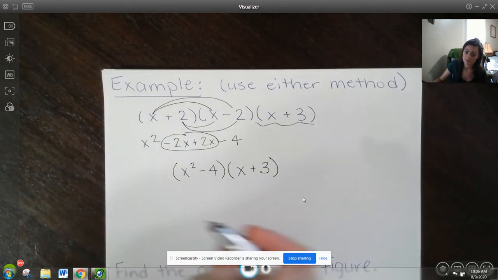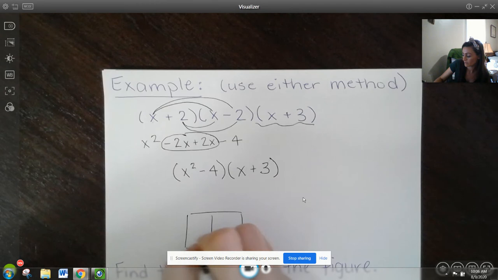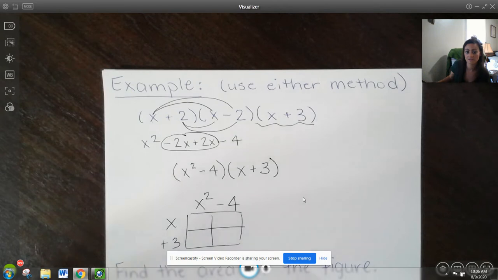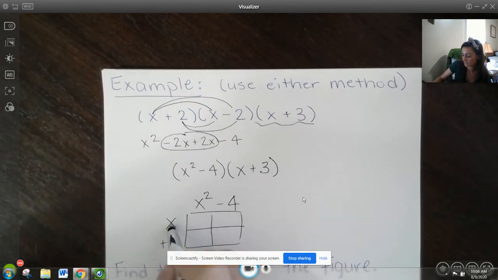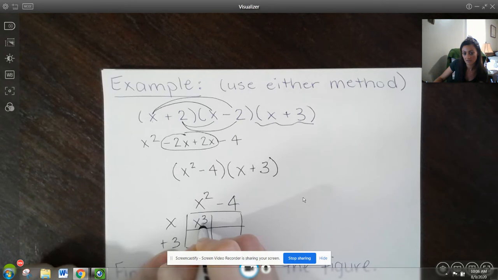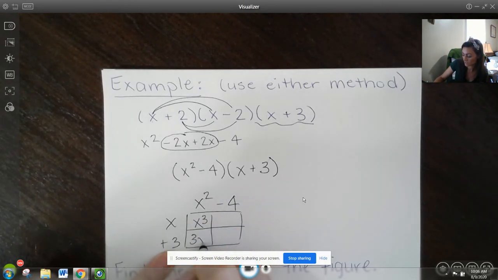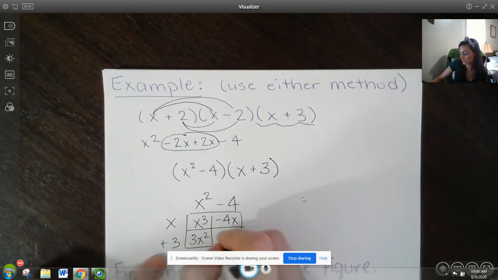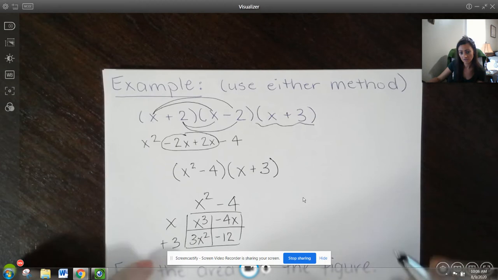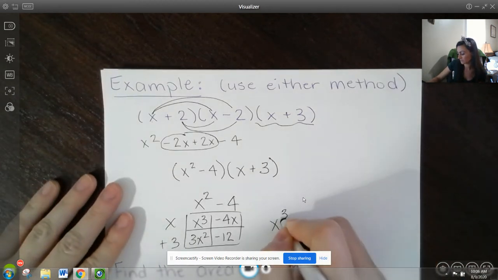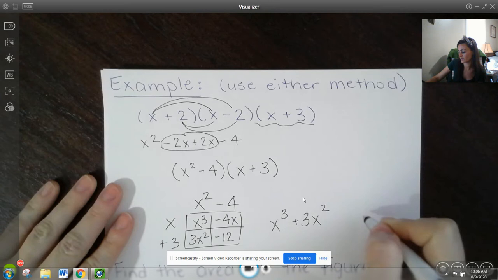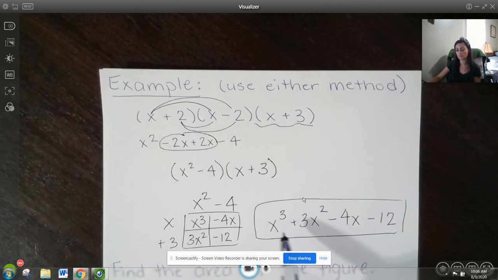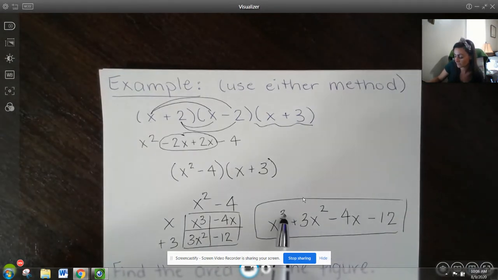So again, I'm going to show you the box method just so we see both of these again to help your brain. So I've got x squared minus 4 and x plus 3. X squared times x gives me x cubed. X squared times 3 gives me 3x squared. X times negative 4 is negative 4x, and negative 4 times 3 is negative 12. So my final answer becomes x cubed plus 3x squared minus 4x minus 12. And again, that is a cubic polynomial because the highest exponent is 3.